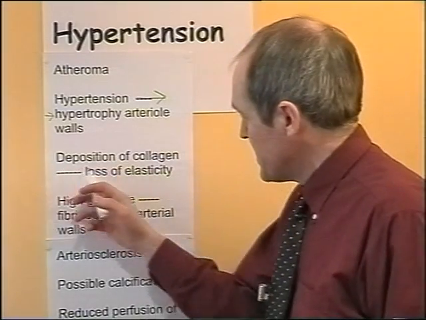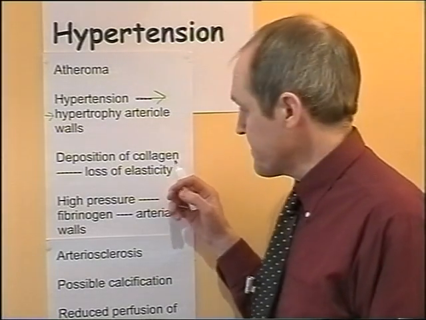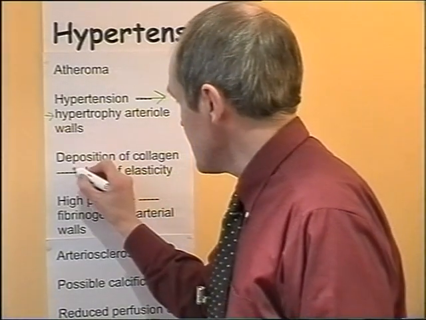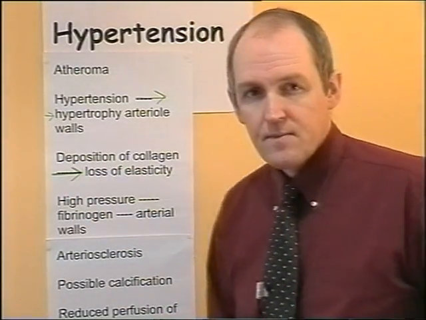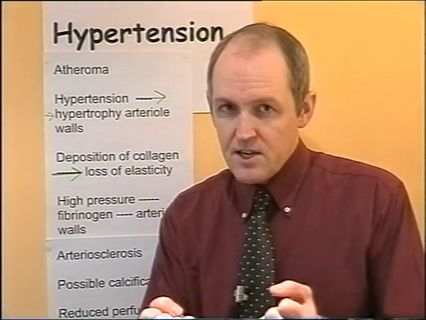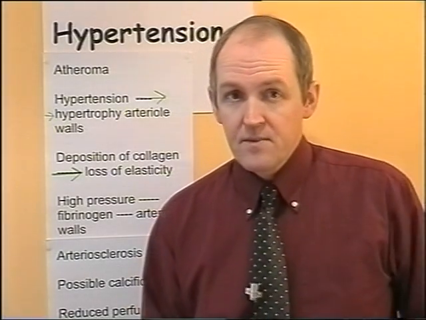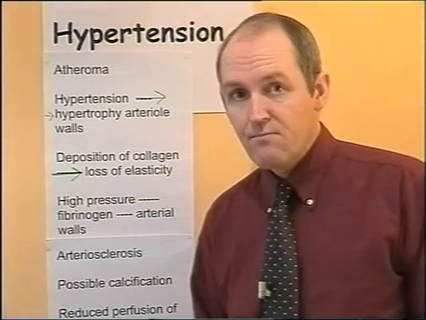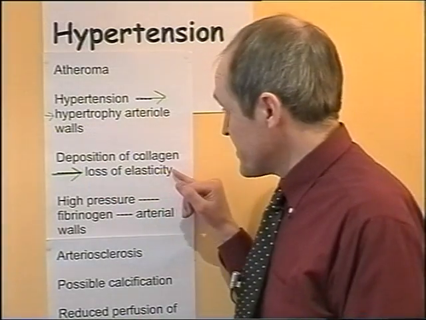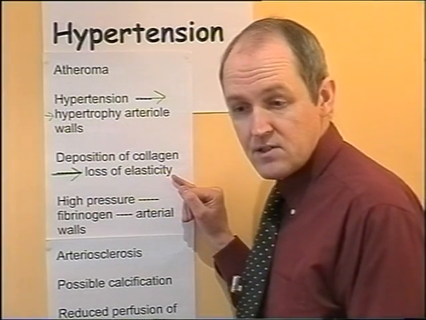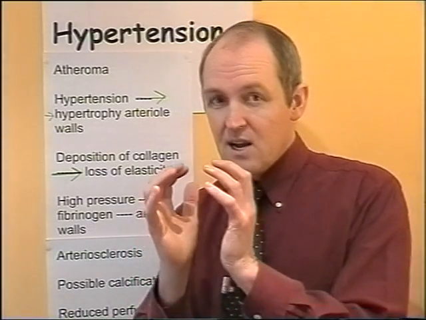In addition to that, the pressure results in the deposition of collagen. Do you remember collagen is a protein? Deposition of collagen, and these get forced into the walls of the vessels. Now collagen is very good for tensile strength. It is remarkably strong, but it is not elastic. It's essentially scar tissue. Scar tissue with fibrous tissue is mostly collagen. So you get deposition of collagen, essentially scar tissue, in the walls of the arterial vessels, causing a loss of elasticity. The vessels become more rigid.